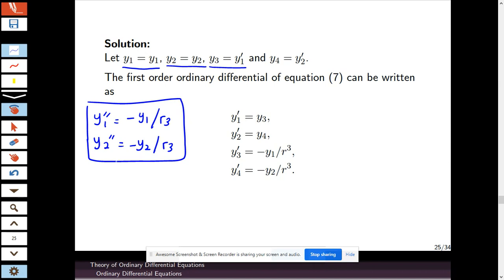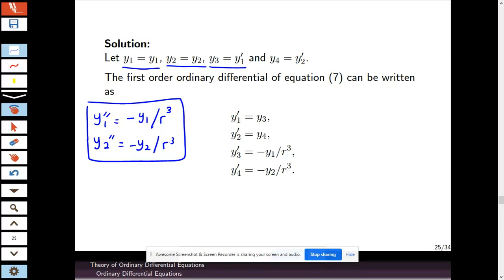Yes, Tan? It's r cube actually. When I see this one, I don't know if it's r3 or r. In the slide it is r cube, if I'm not mistaken. You are right. Okay, r cube, r cube. Correct, thank you.